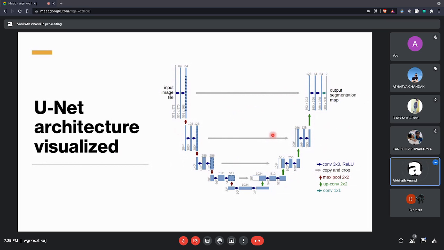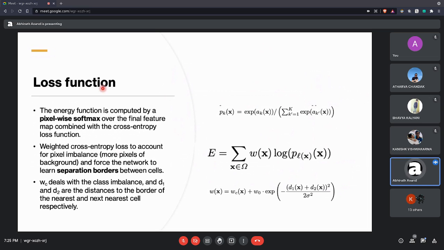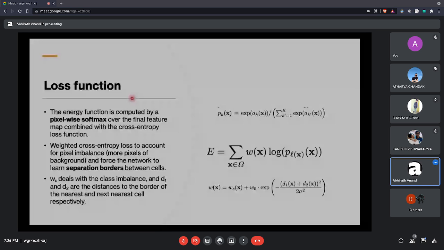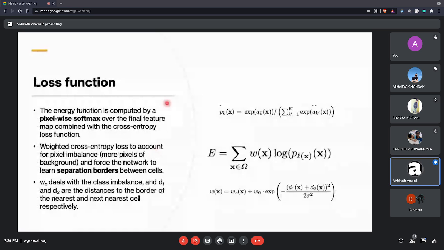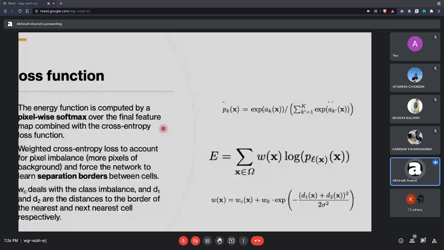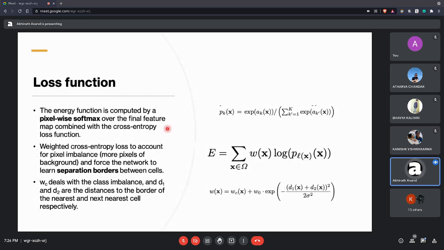So this was U-Net. The loss function, we'll talk about that a little bit. The energy function is what they've called it. Basically, the output probabilities are computed by a pixel-wise softmax over the final feature map combined with the cross entropy loss function. And this is pretty simple. We wanted to classify every pixel, so the softmax has to be over the pixels. The pixel-wise softmax basically says that we're trying to classify each pixel into classes and give a probability that a pixel belongs to a certain class.